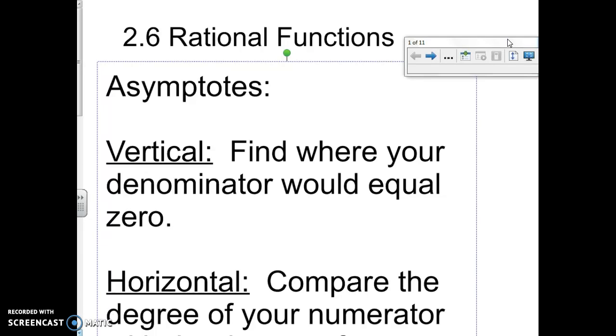Okay, now I'm having a spelling issue. Was asymptotes 2 S's or 1 S? It is one. Okay, good. Because that'd be terrible if I had it spelled wrong on there.